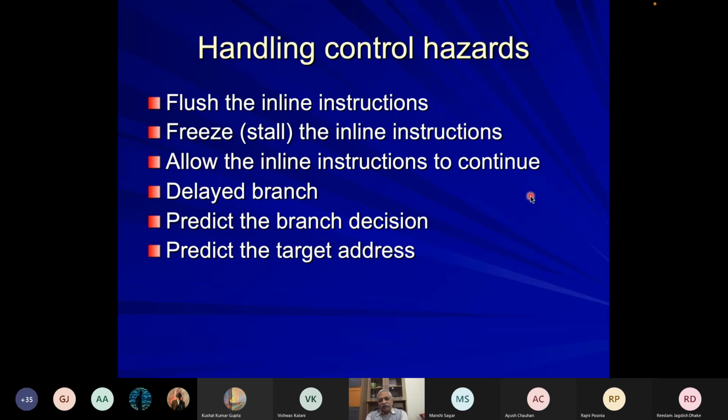So similar to predicting the branch decision, there is also a possibility of predicting the target address. Because these are the two things a branch instruction does: there is a decision making and there is a target address computation. So by predicting one or both of these things, you know ahead of time what is to be done and can proceed without delay.